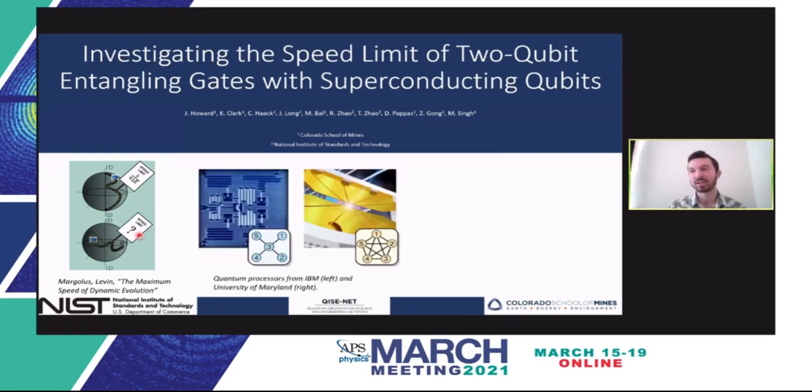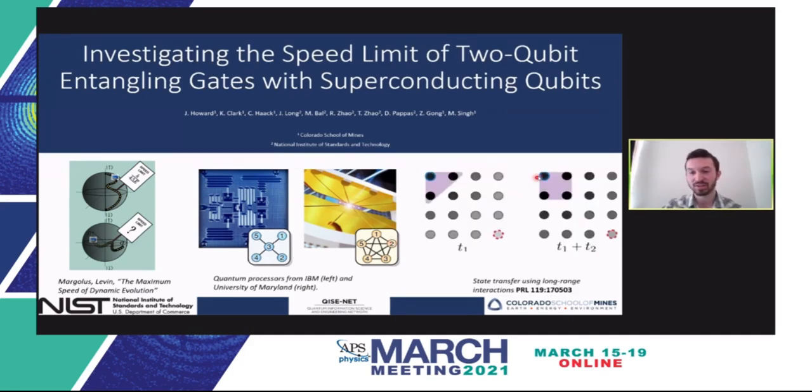The second main focus of this project is connectivity, which is our theory collaborators have found that as you increase connectivity, you can actually make this rate faster. So here we have two quantum processors, one from IBM, which has a two-dimensional nearest neighbor connectivity, and one from the University of Maryland, which is an ion trap that has all-to-all connectivity. And as you increase this connectivity, we found that you can increase the entangling rate, and we're interested in seeing how that happens.